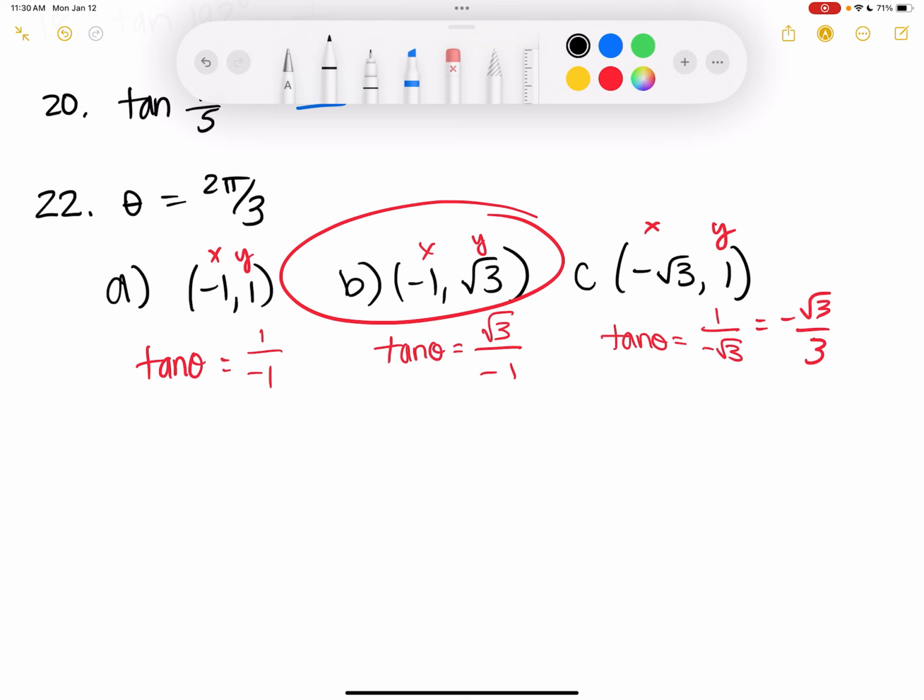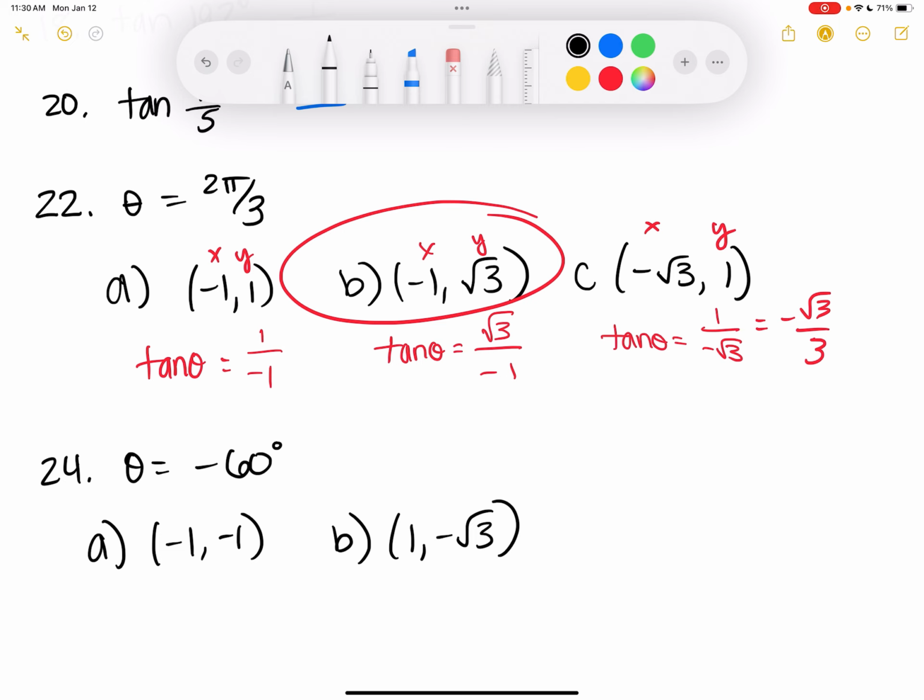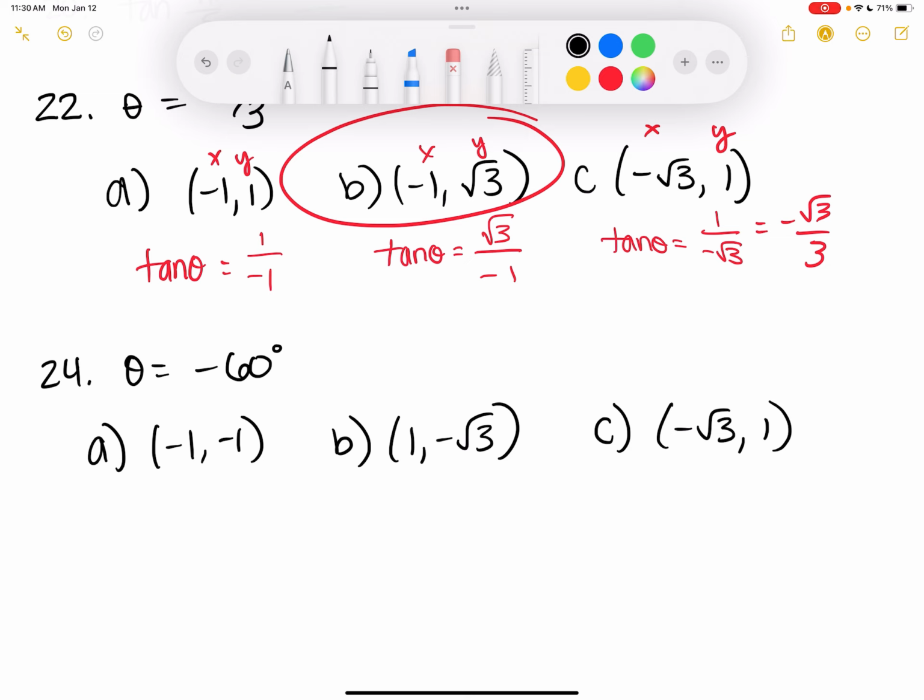All right, 24. Theta equals negative 60 degrees. A is negative 1, negative 1. B is 1, negative root 3. And C is negative root 3, 1. So again, I'm going to be looking for tangent. Now notice it's negative 60 degrees.